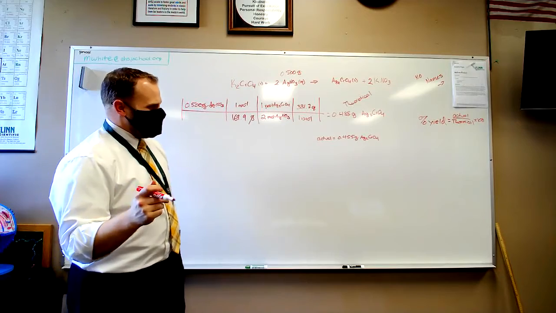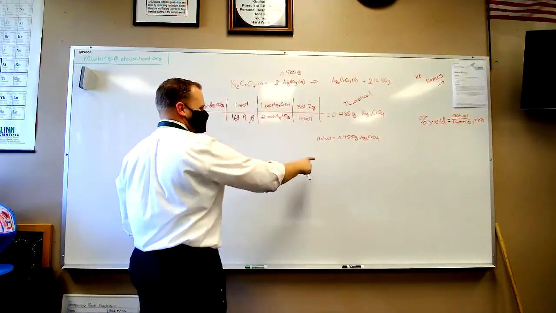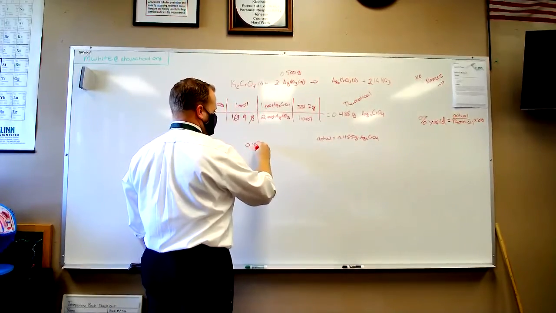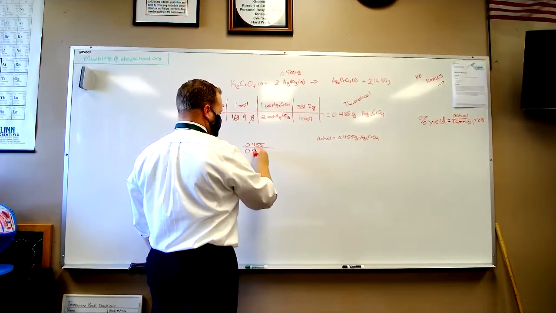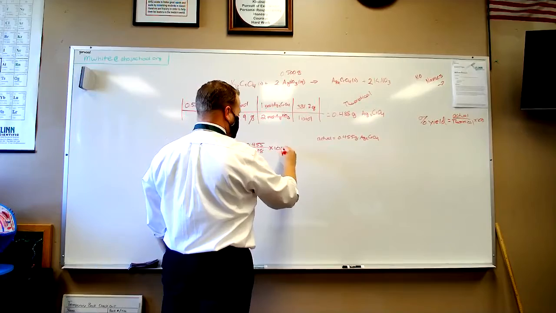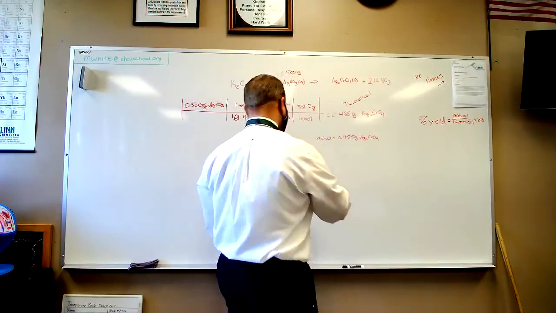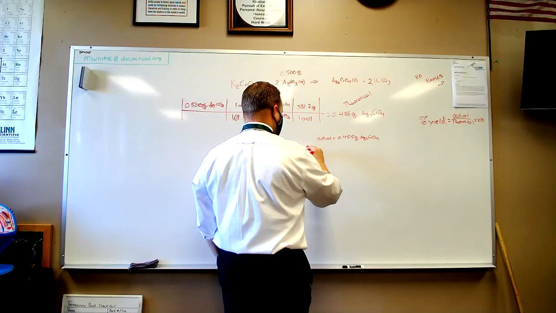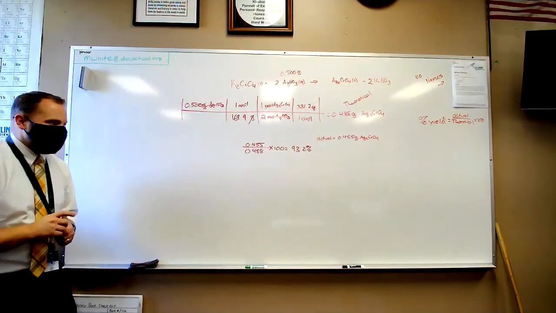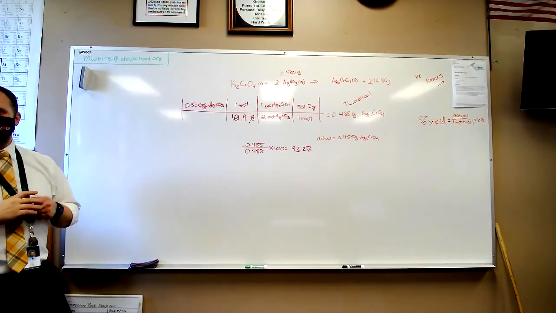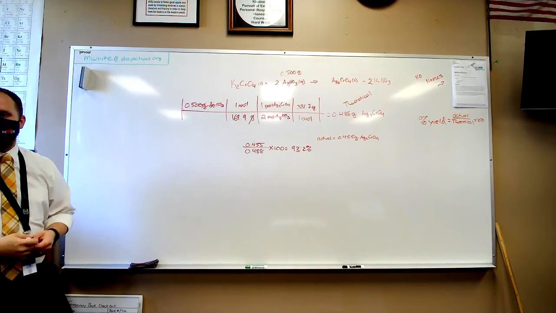So now we can just take this right here, okay, our percent yield, take the actual, divided by the theoretical, times 100, okay, and this gives us 93.2%. So 93.2% is our percent yield. Okay. Means we got 93.2% of what we could have gotten.